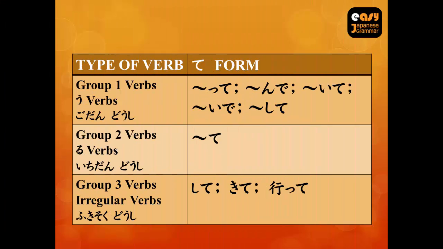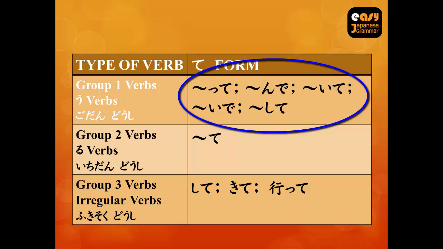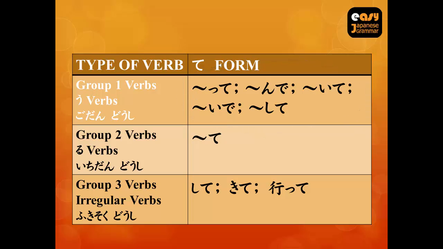So let's start by looking at our group 1 verbs. You may know them as verbs or, 五段動詞、 but you can see here that there are 5 different endings for the te form. And luckily, this is about as complicated as Japanese grammar gets. Now, sadly, you just can't choose any one of these endings and put it with any verb. There are some rules that govern which verb takes which ending. But for the moment, here are the 5 endings for group 1 verbs.